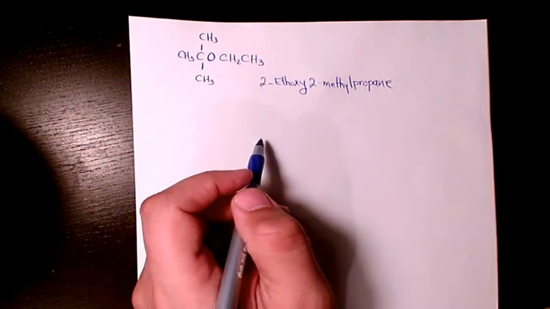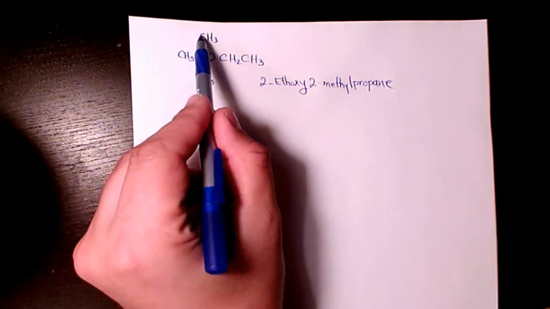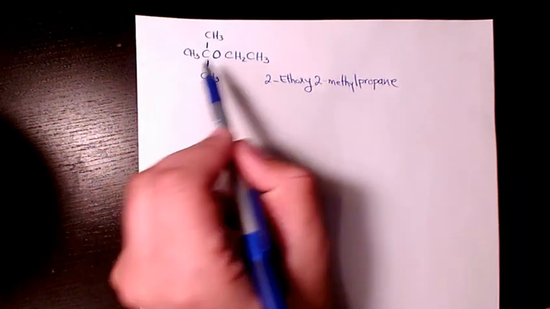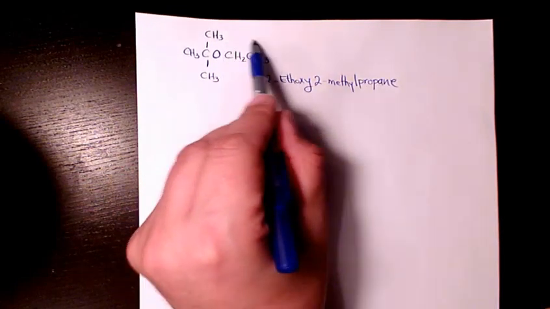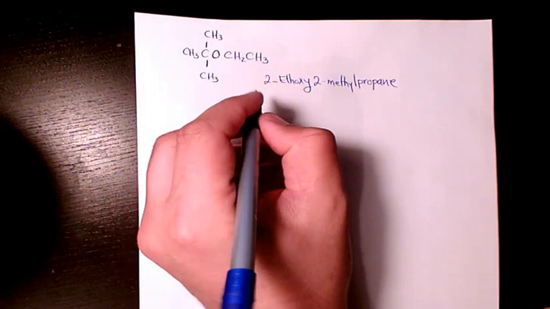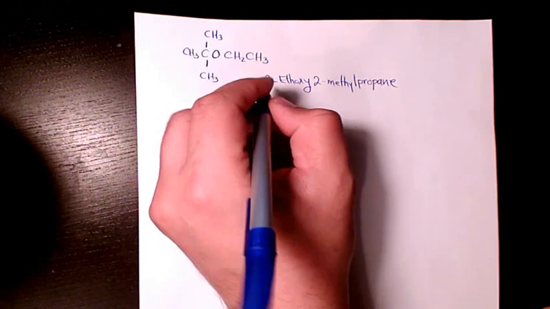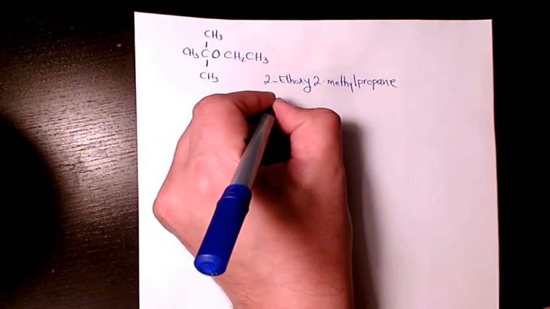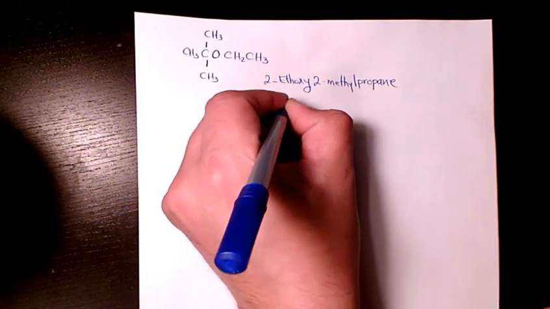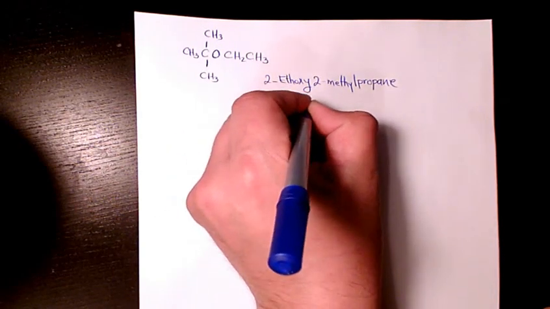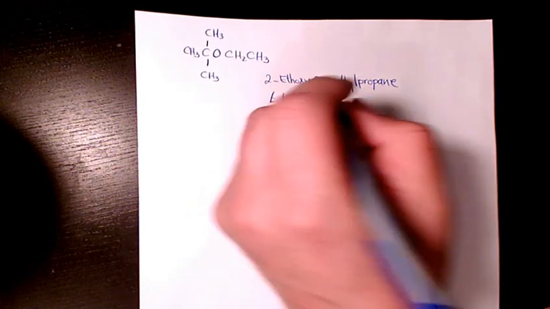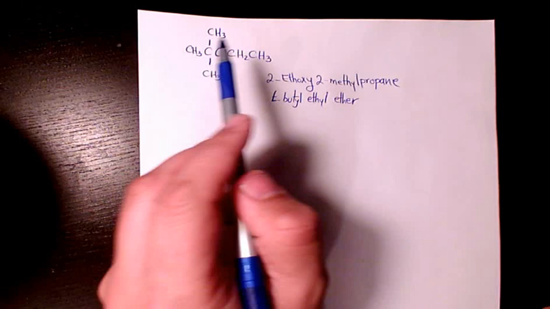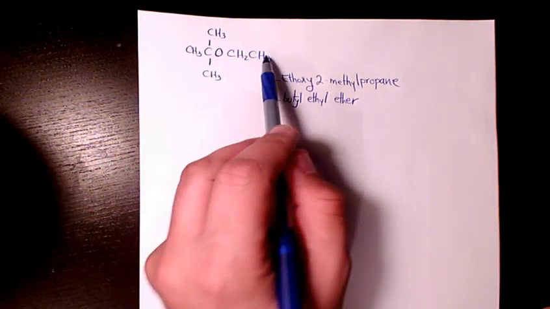Let's see if we have any common name. As you see here, we have a tertiary butyl here. That's tertiary butyl, and here is the ethyl. So if we want to name them, we can say tert-butyl ethyl ether. That's going to be the common name for this organic compound.